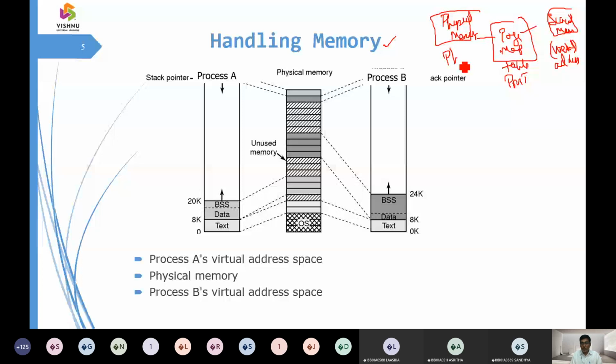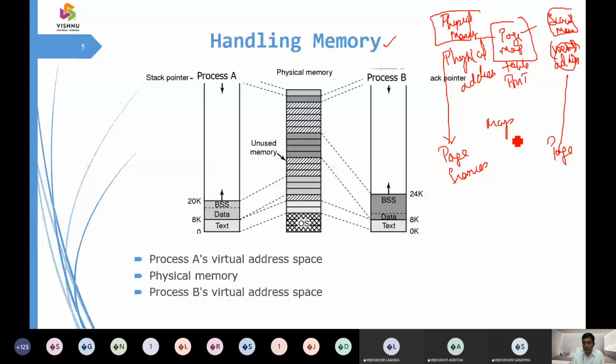Now at this point we are going to call these page frames, and virtual addresses are going to have pages. Now we need a mapping between pages and page frames. Physical addresses are in the random access memory, that is, in the main memory.